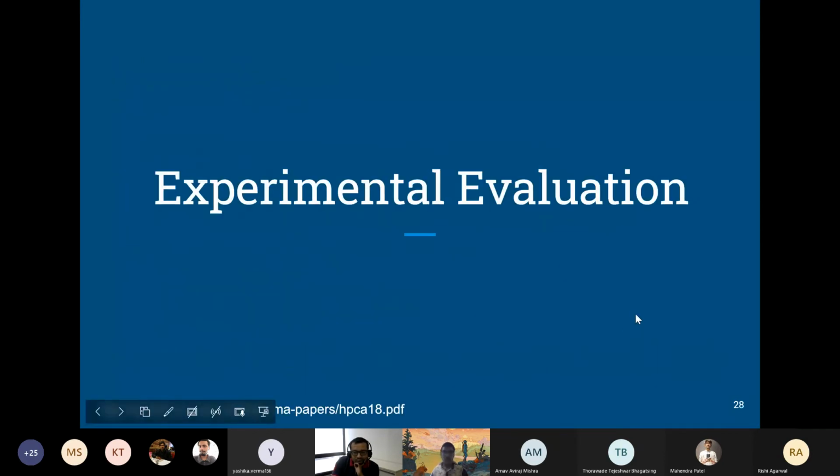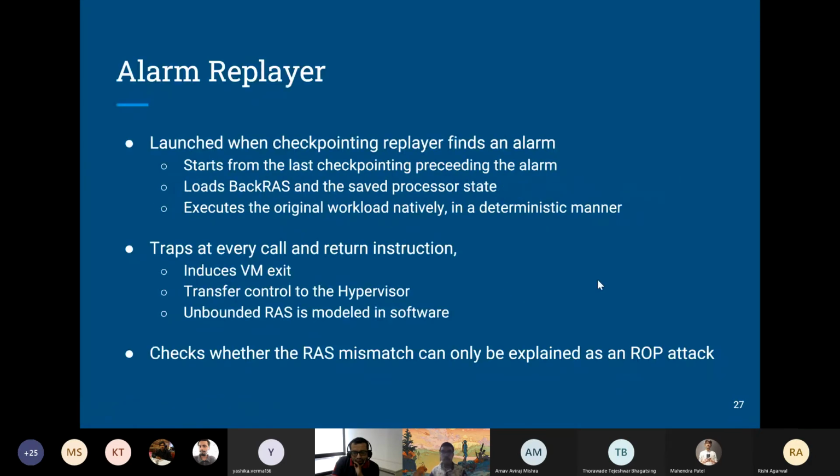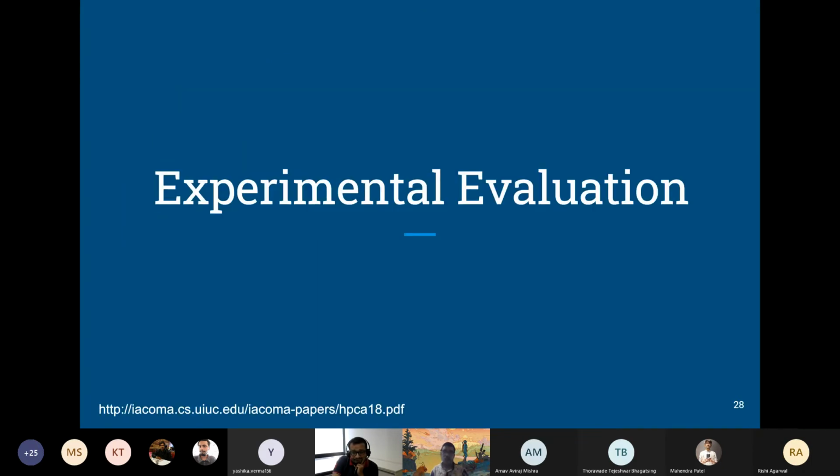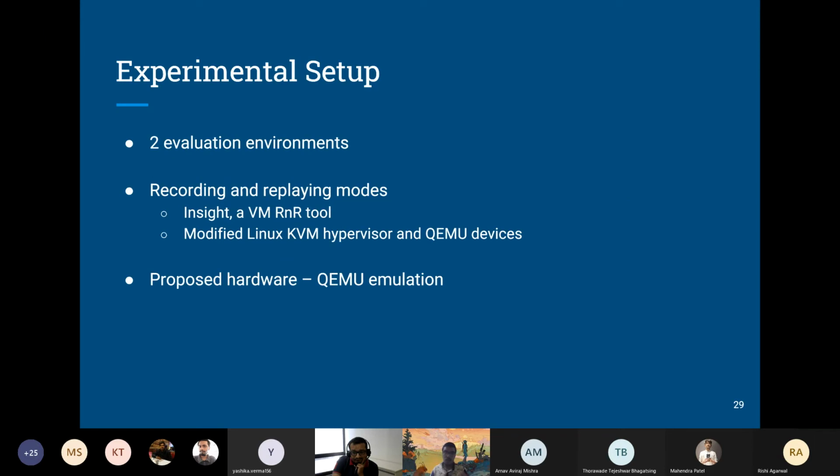So this is all about implementing all of these things inside R&R safe. Some of these are offloaded to the hypervisor, some to the CR, some to the AR. Now onto experimental evaluation. The authors use two kinds of setups. The recording and replaying is actually done using an inside VM.